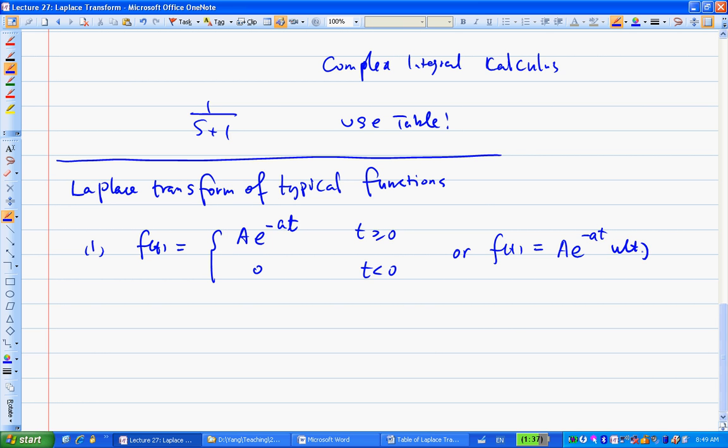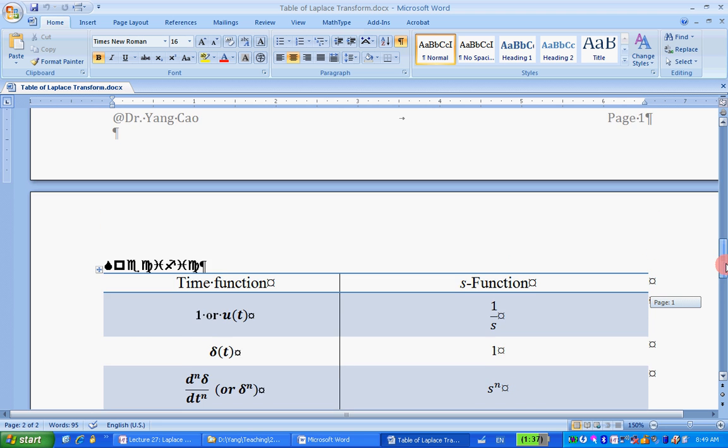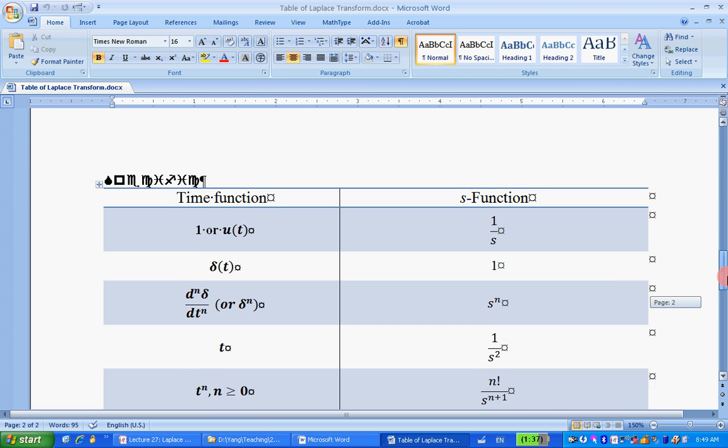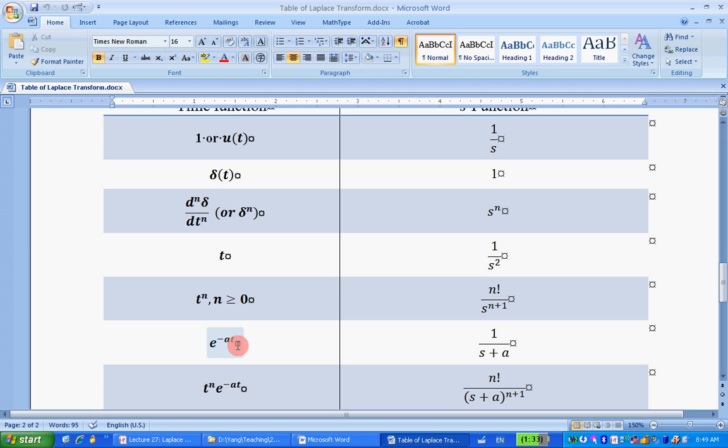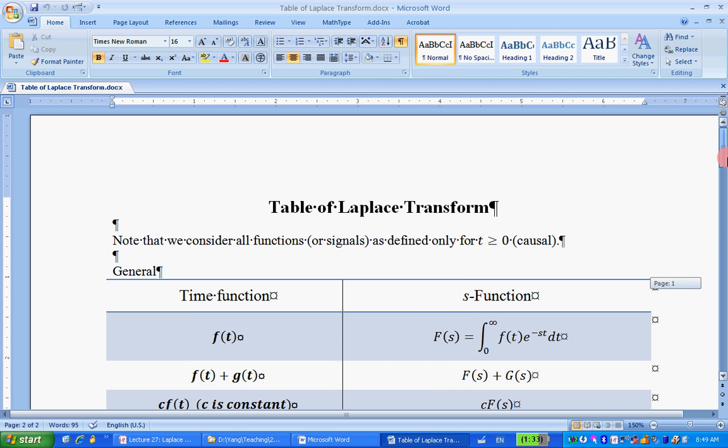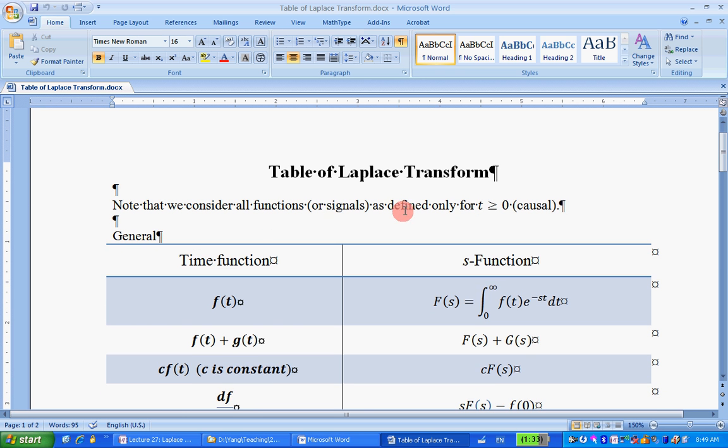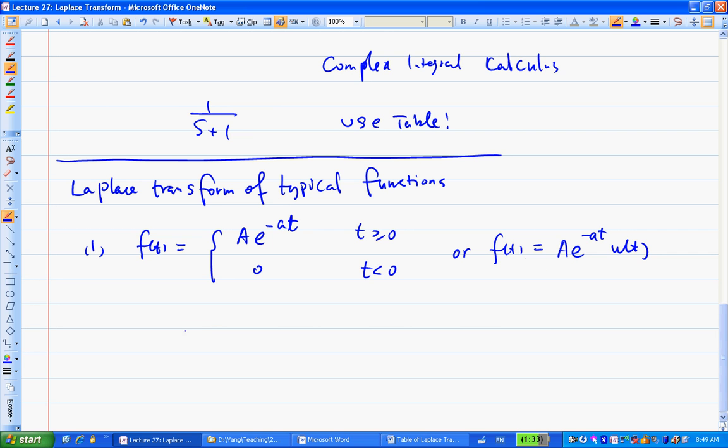Now in the table, I did not specifically say anything; I did not have a multiplied by u of t here. But you should know that every function in here I'm referring to is causal, so basically every function in here is like a multiplied by u of t. Some weird symbols there, right? If I don't write the multiplication by u of t from now on, you should know that I'm referring to a causal function.